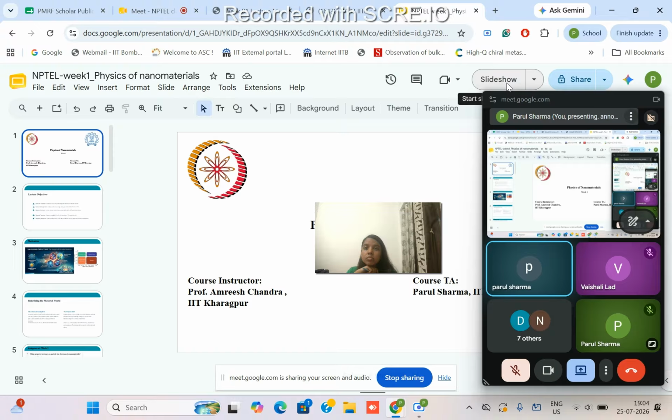Now this was the classification of nanomaterials based on the origin. Now the classification is based on the dimensions. So on the basis of dimension, it is classified into four categories: 0D, 1D, 2D, 3D.